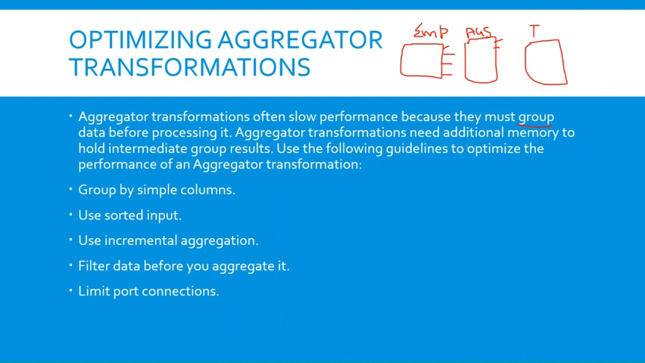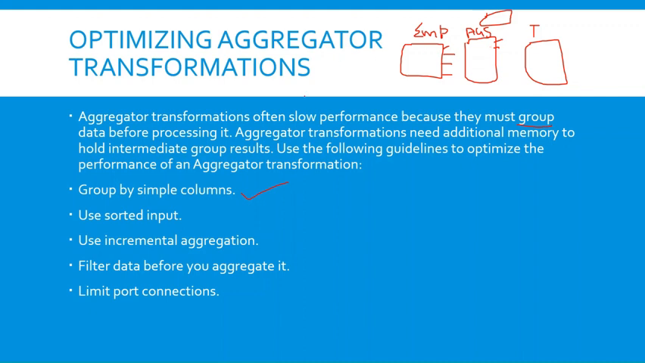So the aggregator transformation needs additional memory. Suppose some memory is required so that it can process and aggregate that data, right? To hold the intermediate group results in memory, use the following guidelines. What kind of guidelines optimize the performance of the aggregator? First guideline is group by simple column. Just take the simple column, don't take unnecessary regular expressions or something, otherwise it will take huge time to process, right?